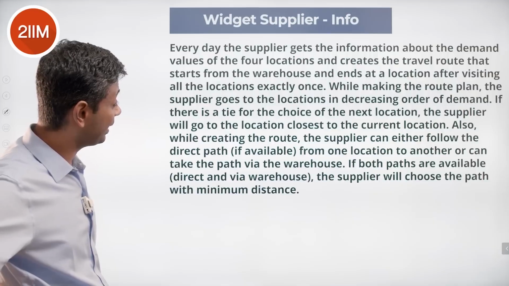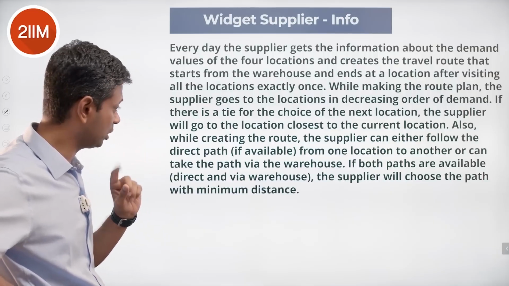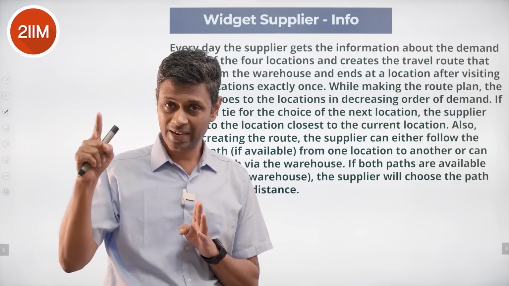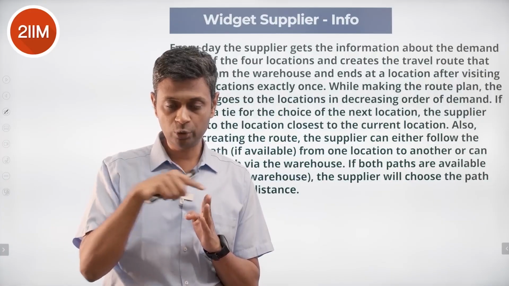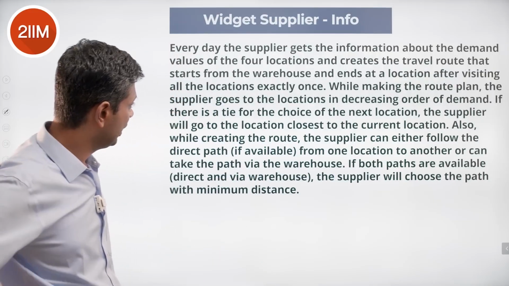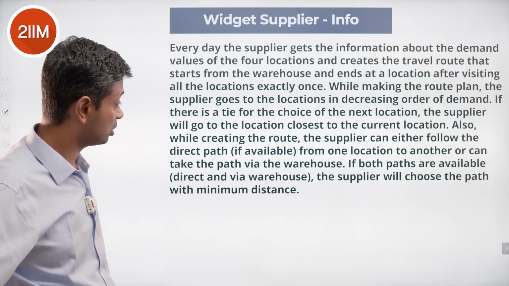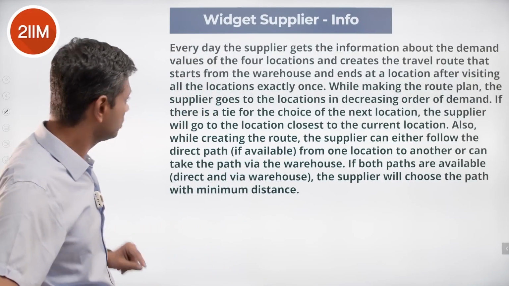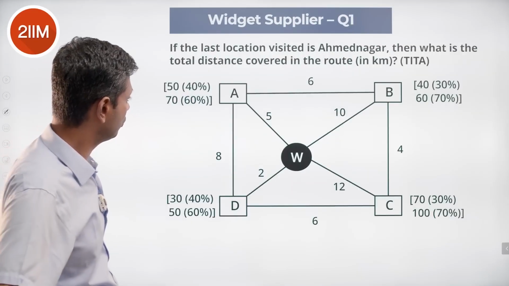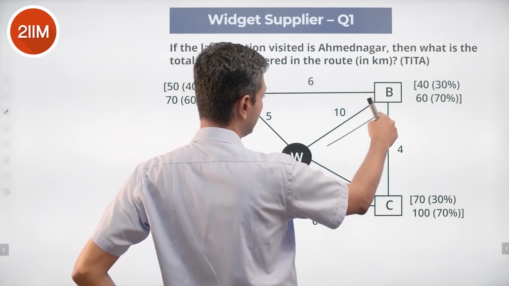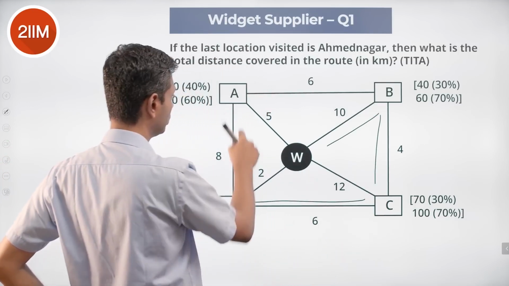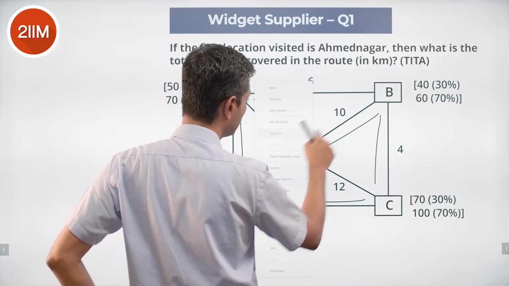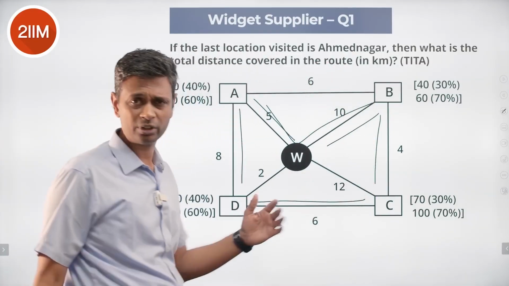Also, while creating the route, the supplier can either follow the direct path from one location to another or can take the path via the warehouse. So, from W I can go to A, from A I can go directly to B or A, W, B if that is shorter. If both paths are available, direct and via warehouse, the supplier will choose the path with minimum distance. Nice. So let's look at this. From here, I can go to B, I can go to C, I can go to D, I can go to A. I can go from W to A and W to A to B. That's allowed. So all combinations are allowed.